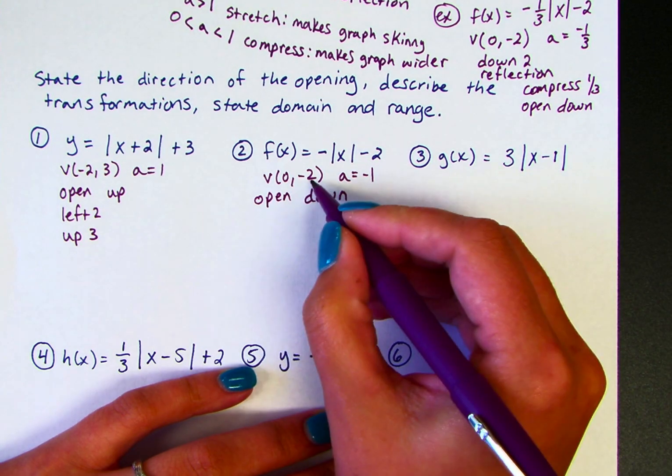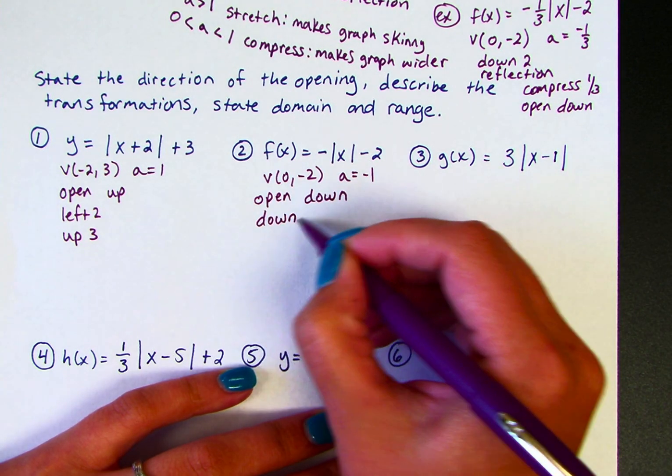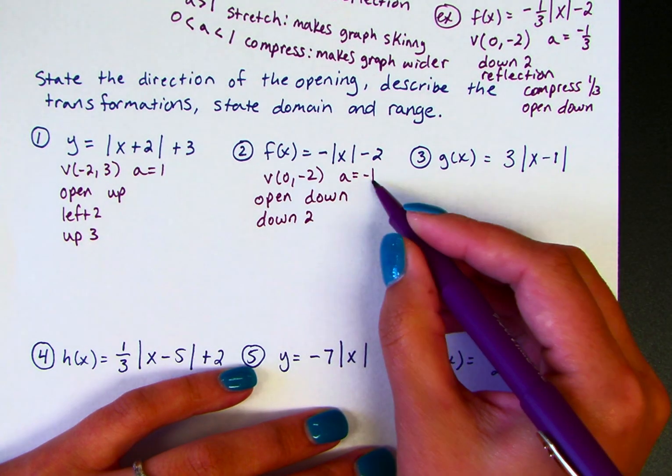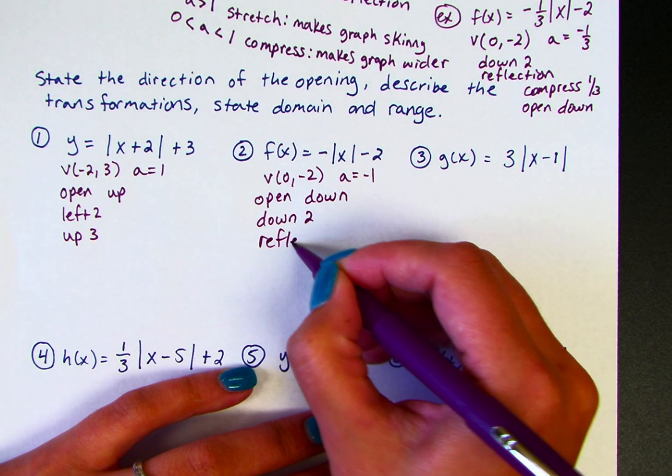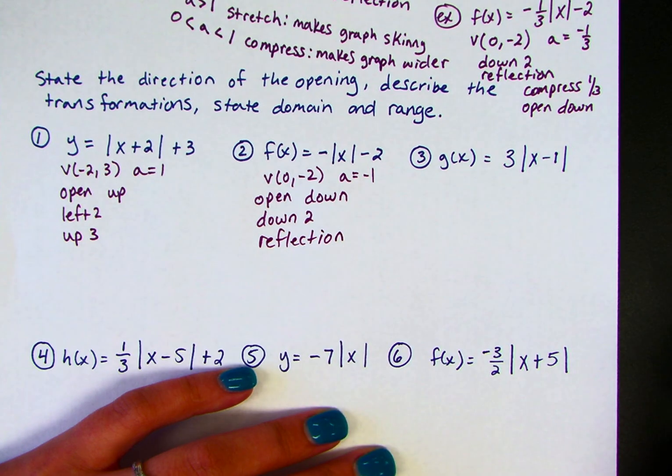And then I went down 2 for the vertex. Okay. And then since it's negative, I also need to say that there was a reflection for my transformations.